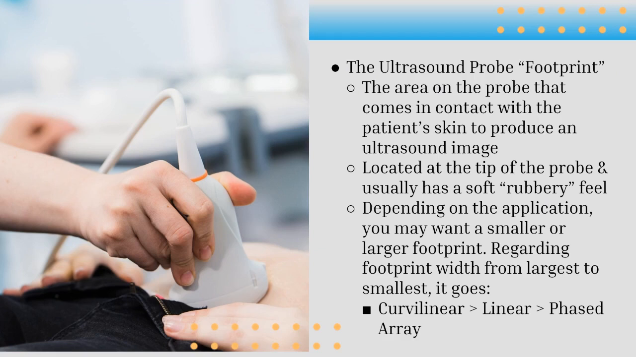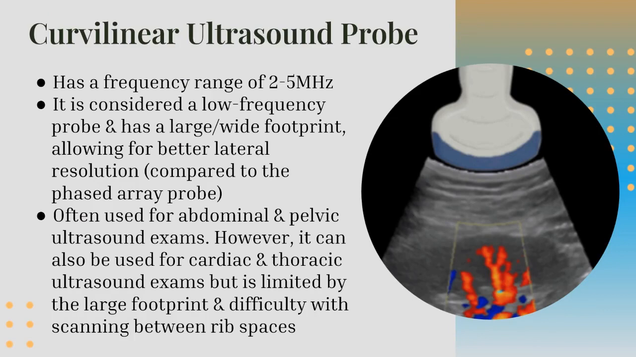Depending on the application, you may want a smaller or larger footprint. Regarding footprint width from largest to smallest, it goes from curvilinear to phased array. Those are different types of transducers. The curvilinear ultrasound probe has a frequency range of 2 to 5 megahertz. It is considered a low-frequency probe and has a large or wide footprint, allowing for better lateral resolution compared to the phased array probe. It's often used for abdominal and pelvic ultrasound exams. However, it can also be used for cardiac and thoracic ultrasound exams, but is limited by the large footprint and difficulty with scanning between rib spaces.